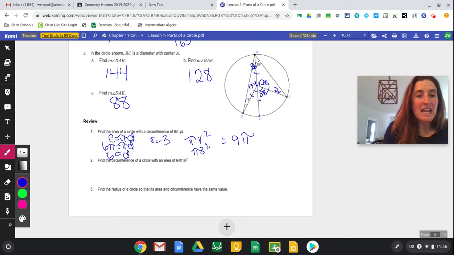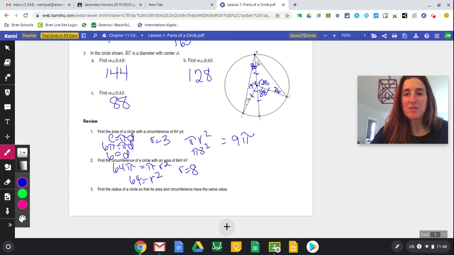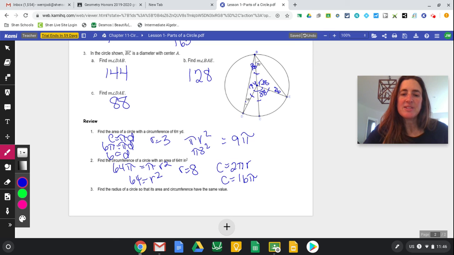This time they tell me the area is 64 pi. Well, that's what pi r squared is. In other words, r squared is 64, where the radius is 8. Now I want to find the circumference. Circumference is 2 pi r, or pi d. So it's going to be 16 pi, because 2 times 8 is 16.